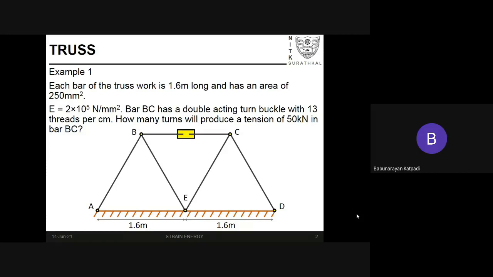Simple and straightforward. I repeat again, you have a truss work as shown. All bars are 1.6 meters long. The bar BC has a turnbuckle at the center. The turnbuckle has 13 threads per centimeter. Each bar has an area of 250 millimeters squared. How many turns of the buckle will induce a force of 50 kilonewton tension in the bar BC is the question. How we use the strain energy method to work it out, we'll see.